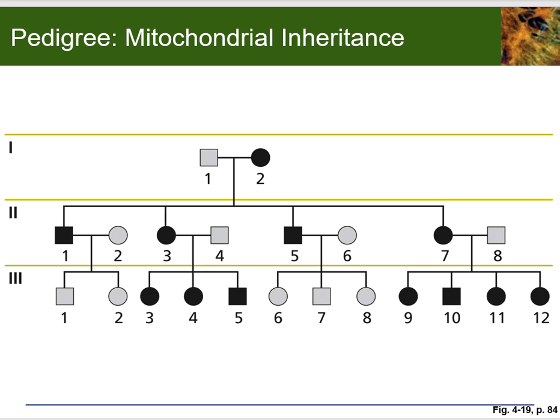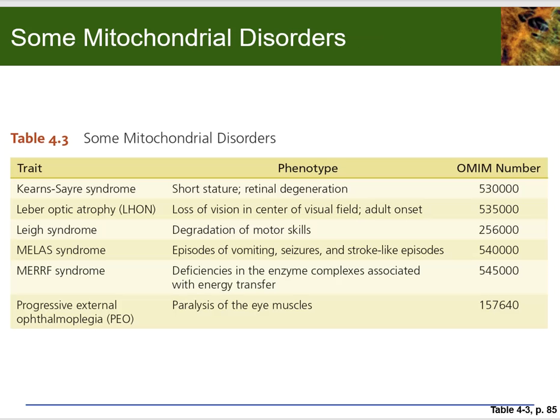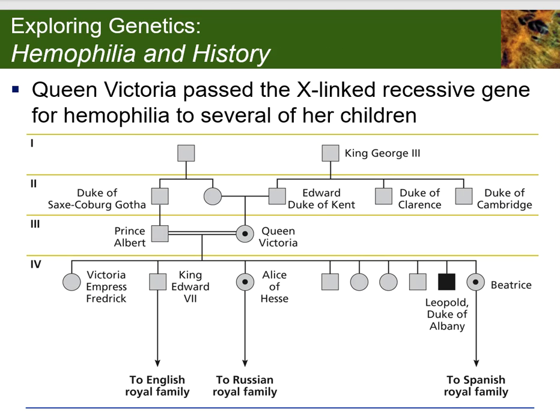So here is a pedigree showing the pattern of inheritance associated with mitochondrial genes. Both males and females can be affected by mitochondrial disorders, but only females can transmit the traits to their children. Some mitochondrial disorders are listed here. Probably none of these are common, but you can read through this list and see if anything sounds familiar to you. The phenotypes are listed, so that might perhaps poke your curiosity about some of these particular disorders.